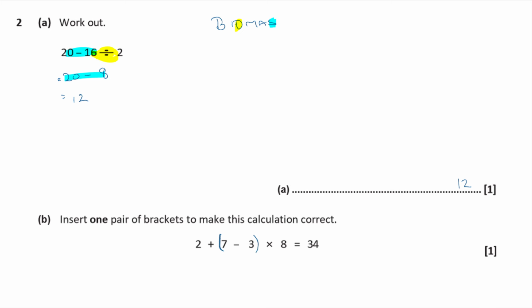So 7 minus 3, that's 4. BIDMAS would say I'd have to do that first, so that would make 4 times 8 plus 2, and then the next step I'd have to do the multiplication before the addition. So 4 times 8 is 32, and then adding on a 2 would give me 34. So that does work. So it's around the 7 and the 3.